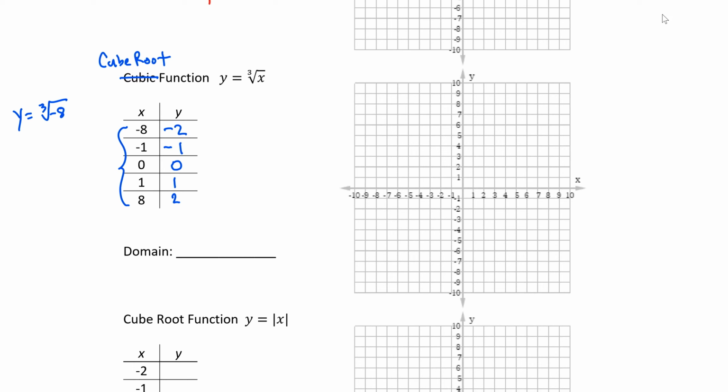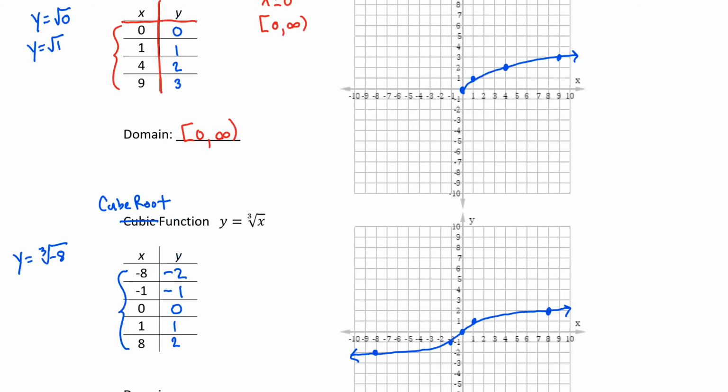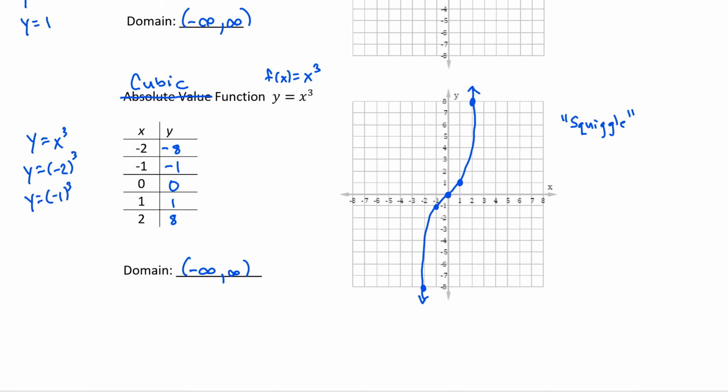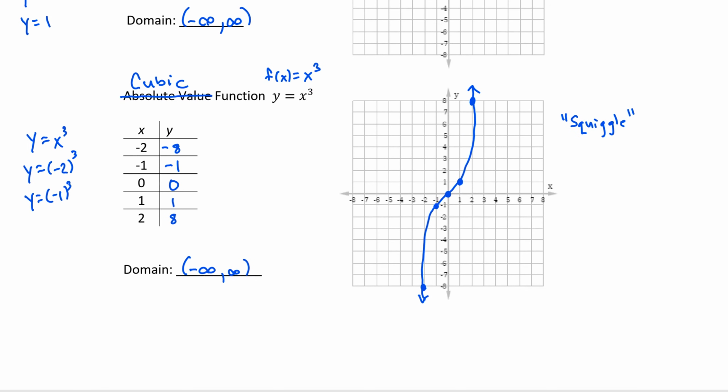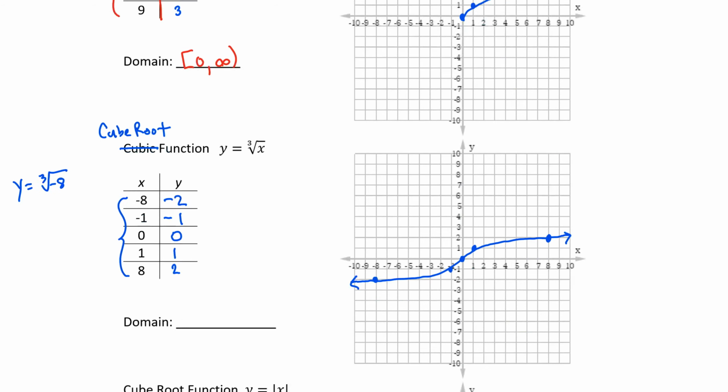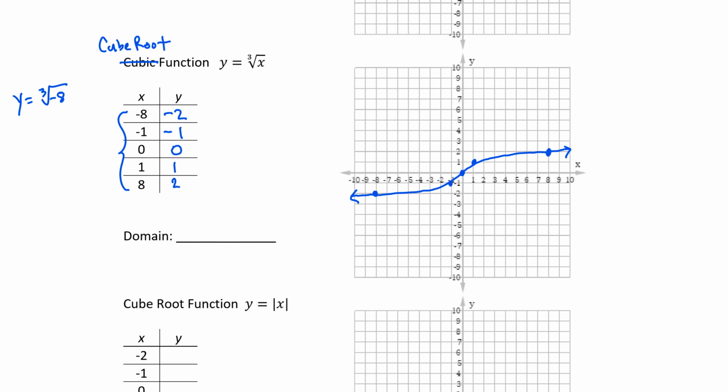Those numbers should be familiar. They should look like what we did for the power function, x cubed. They're just reversed. So let's plot all of our points. Notice we get a sideways squiggle. Okay? So the x to the 3rd power was a vertical squiggle. The cube root function is a sideways squiggle.